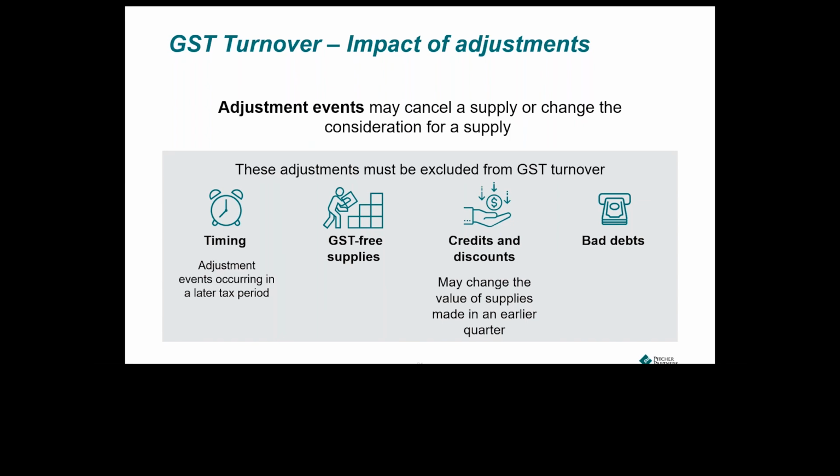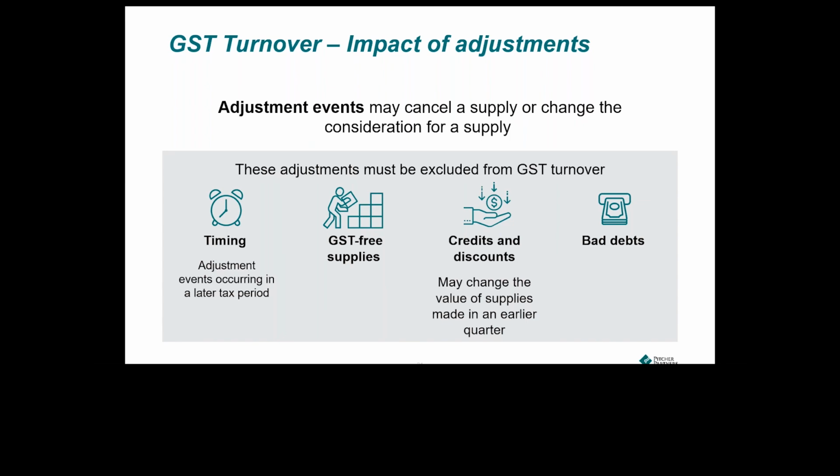So if, for example, you're looking at testing your turnover for the quarter ended 30 September, and within that quarter, you have issued a credit note to one of your customers, which gives them a credit in respect of a taxable or GST-free supply that you've made to them in a previous quarter, then that credit note will constitute an adjustment event, which will give rise to an adjustment to the relevant supply that must be accounted for in your business activity statement for the quarter ended 30 September.